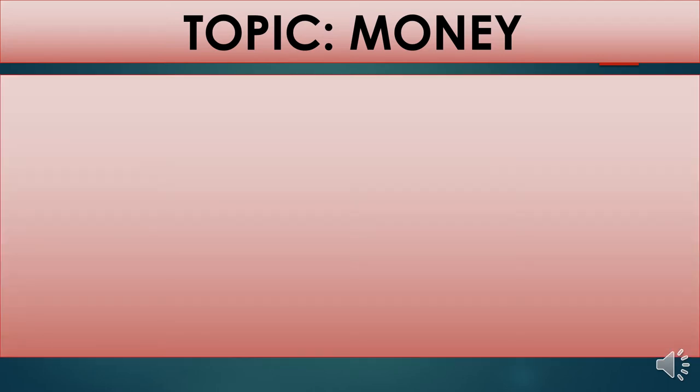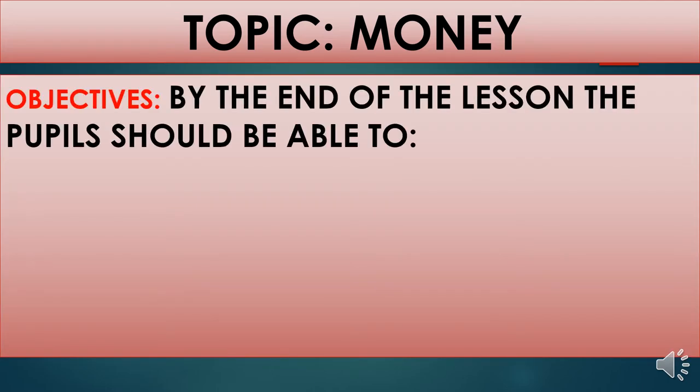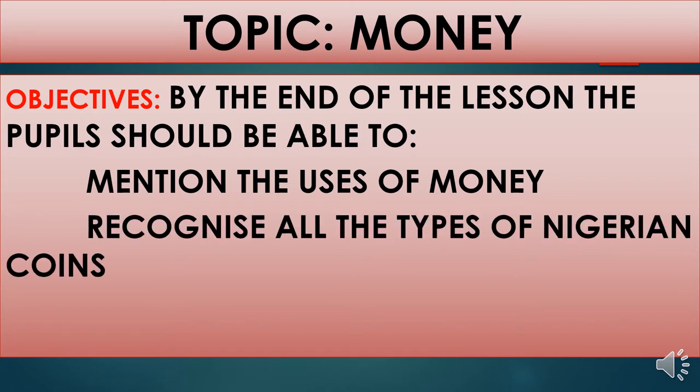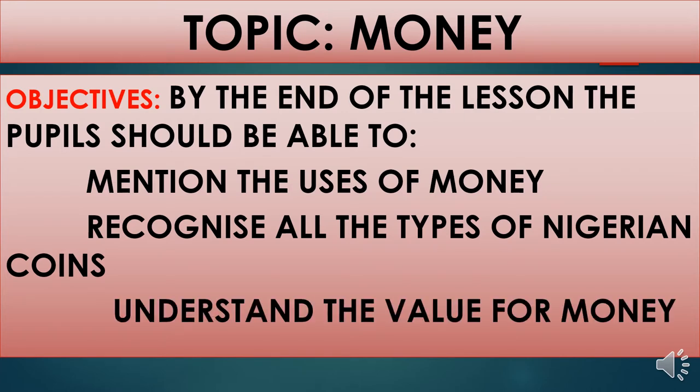By the end of this class, boys and girls, you would understand the uses of money. You'll be able to mention the uses of money, okay? Then you also recognize all types of money, including the coins. You recognize the types of money we use in Nigeria, including the Nigerian coins, okay? Then you also understand the value for money. All right, boys and girls, let's do this.